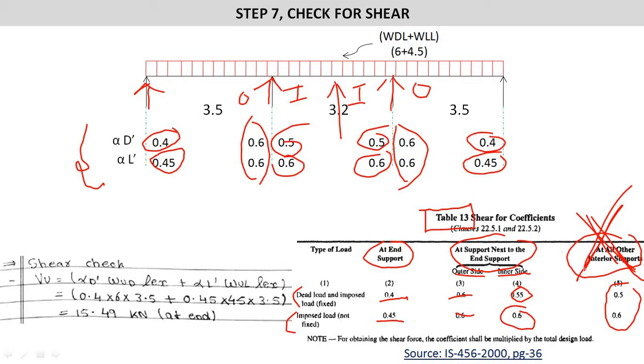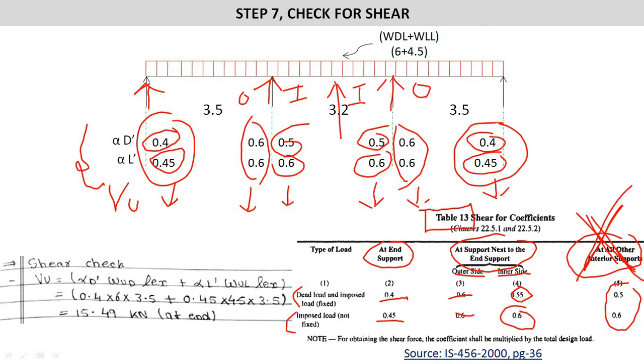Now we have to calculate Vu, which means shear force. We have to calculate shear force for all of these, first 1, 2, 3, 4, 5 and 6. We have to calculate for all. First we will calculate for the end of the span or the end support. So we will calculate first for this one and for this one.